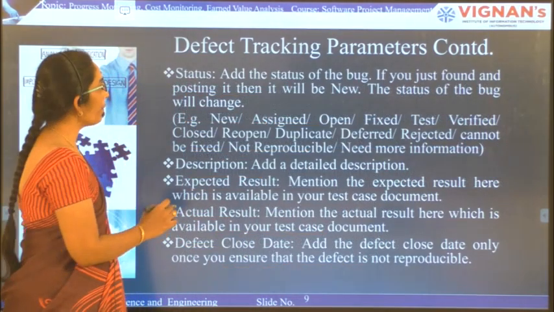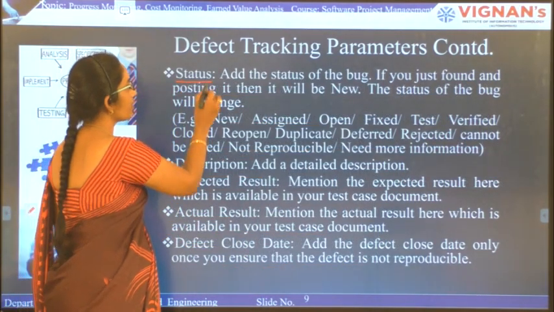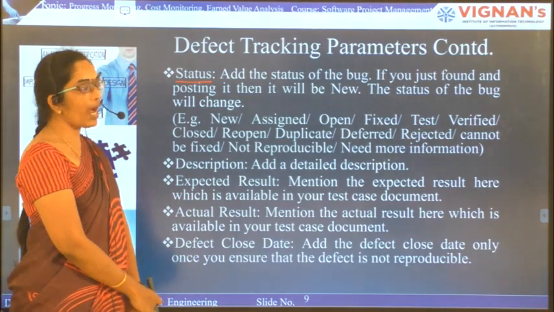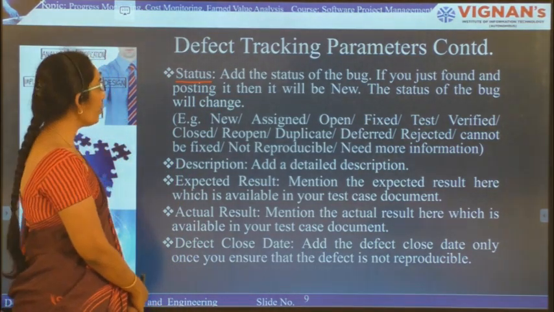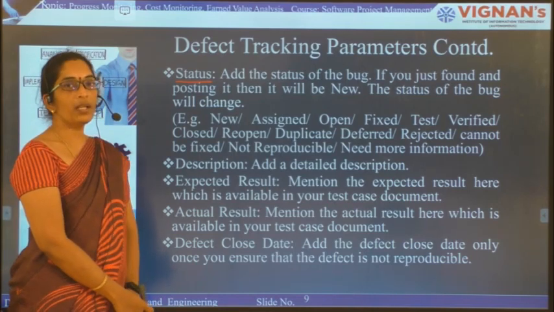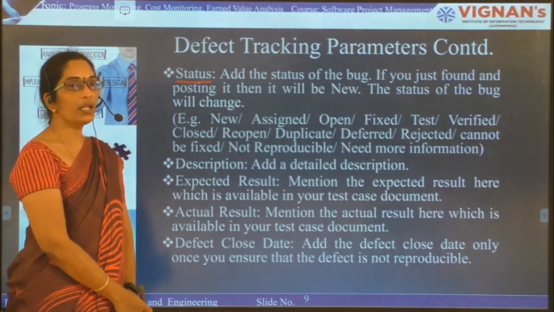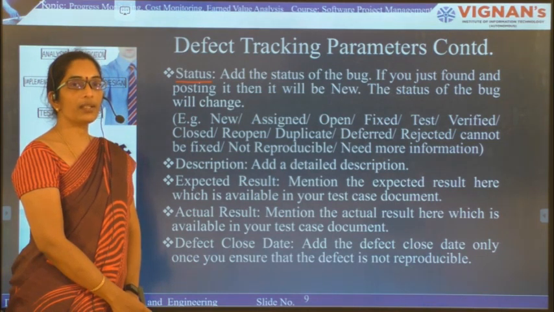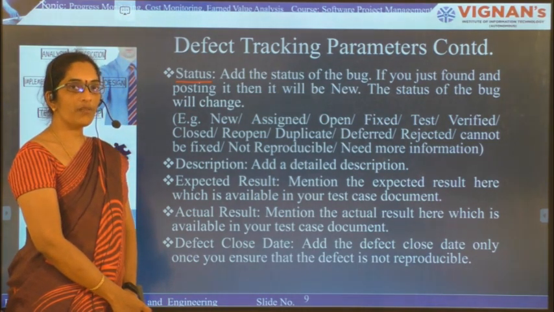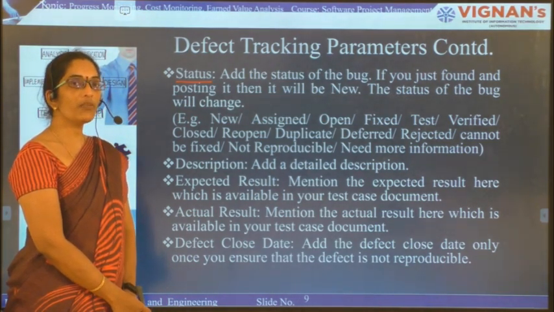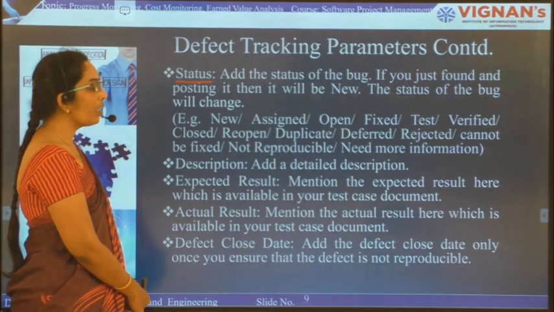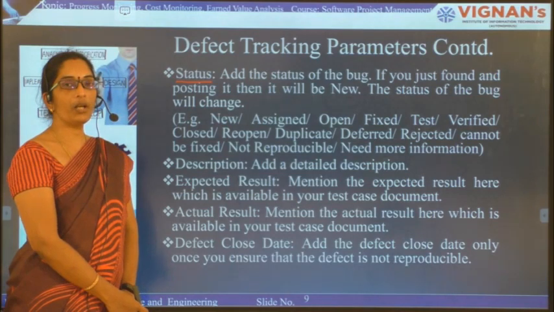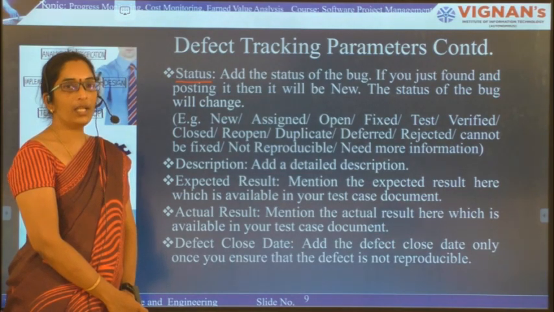And the next parameter in defect tracking is status. So we have to add the status of the bug here, where if you have just found and are posting it, then it will be new. So that means that if you have just identified that bug, that defect now itself, then the state of that bug will be new. So there are some other states, and a defect cannot stay in the same state.